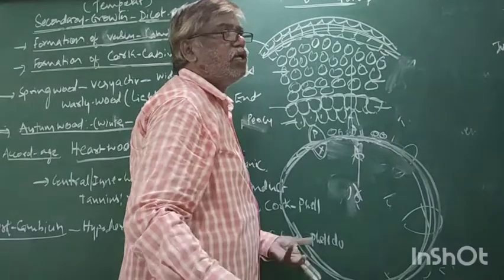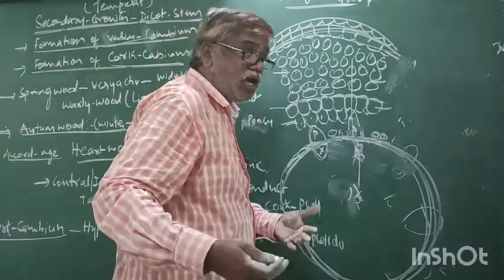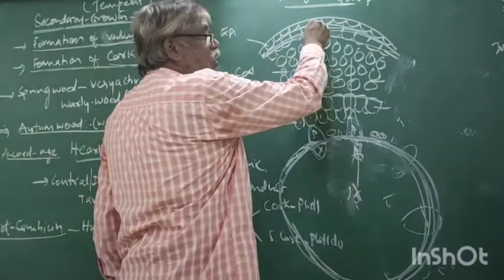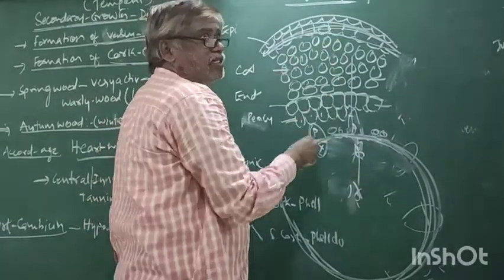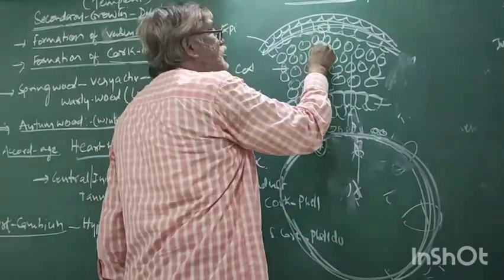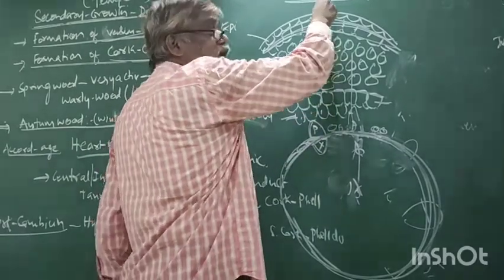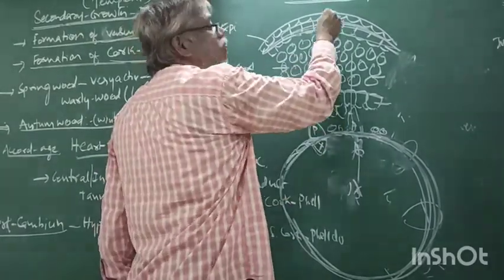Any cambium is made of meristematic cells. Hence again it will divide. Now, of these divided cells, those falling inside form the secondary cortex, and those falling outside form cork.